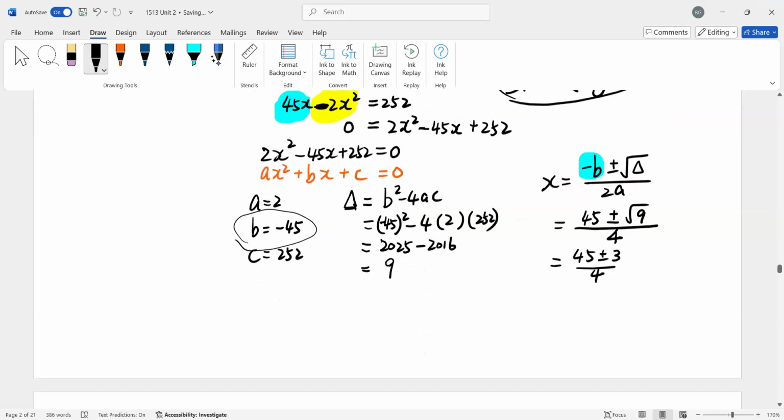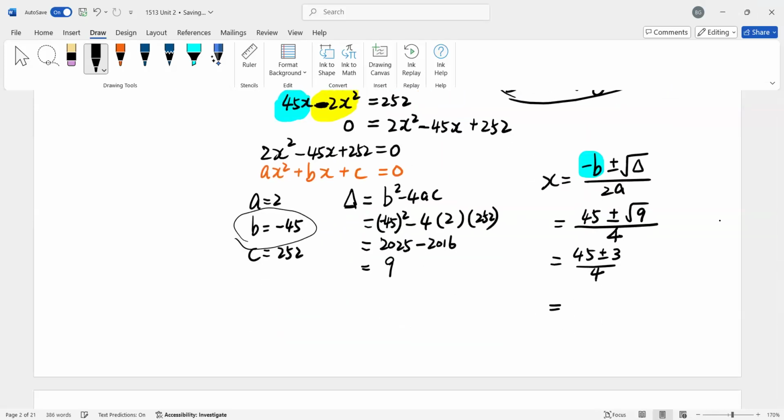And let's see the two solutions. When we take the addition, we have 45 plus 3 over 4. And 45 plus 3 is 48, over 4 is 12. If we take the subtraction in the numerator, 45 minus 3 all over 4. 45 minus 3 is 42. 42 divided by 4. 42 is not divisible by 4, but we can cancel a common factor of 2, and that gives us 21 over 2, right? 21 over 2.